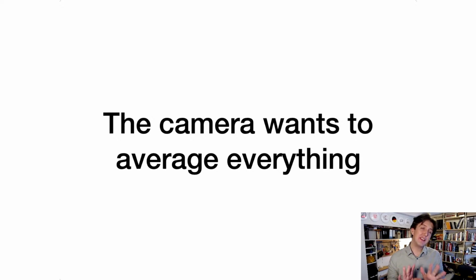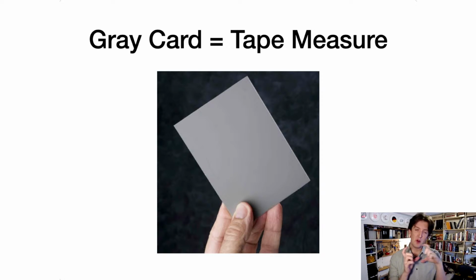So ideally, your camera wants to shoot a picture of a gray card. This is what we used back in the film days, and this is the camera's dream, is having a perfectly 18% gray card facing us, because it's going to be a neutral tone.